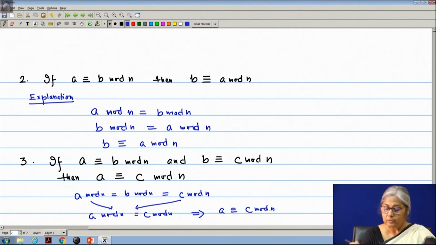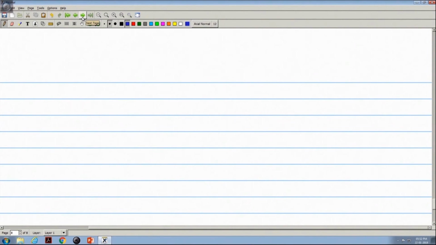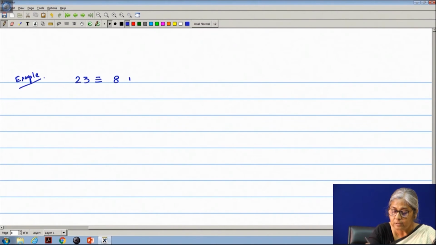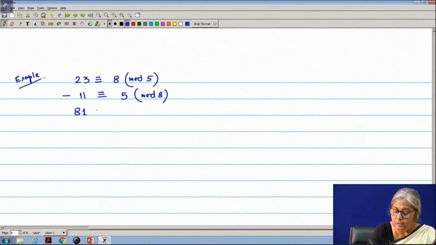So, these are some of the properties. Now let us see some examples. We take 23 is congruent to 8 modulo 5. Minus 11 is congruent to 5 modulo 8. Similarly, I can write 81 is congruent to 0 modulo 27.